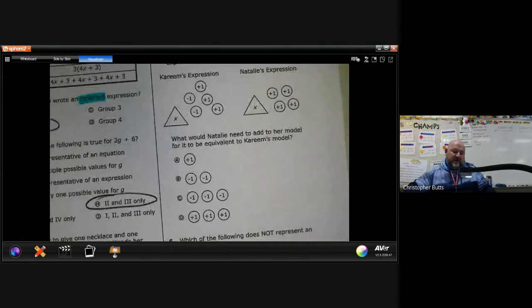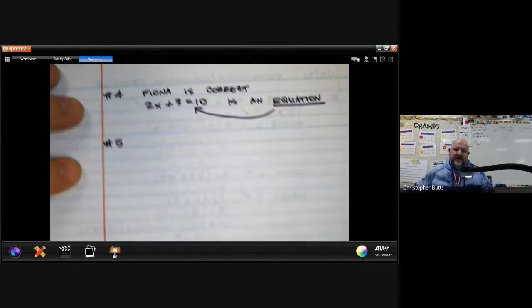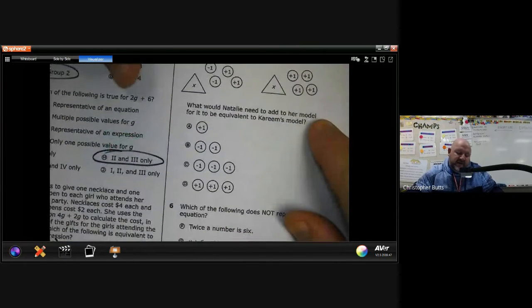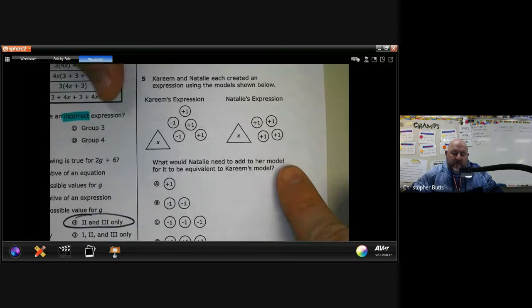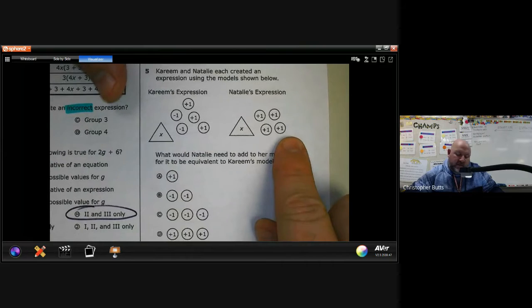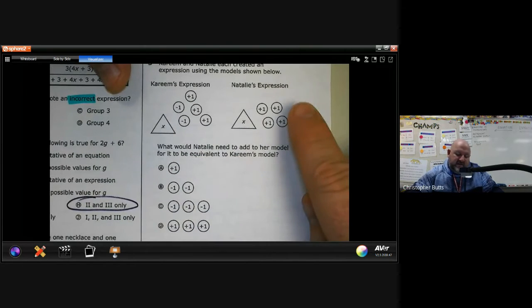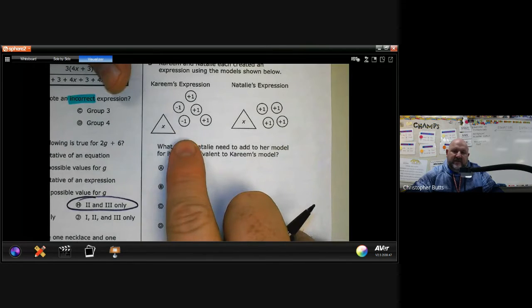Okay, let's keep going. We only have 2 more to look at, and then you're going to answer some questions on your own. This is question number 5. This one says, Kareem and Natalie each created an expression using the models below. Here's Kareem's expression. Here's Natalie's expression. What would Natalie need to add to her model? So what would we have to add to this model over here for it to be equivalent to Kareem's model?